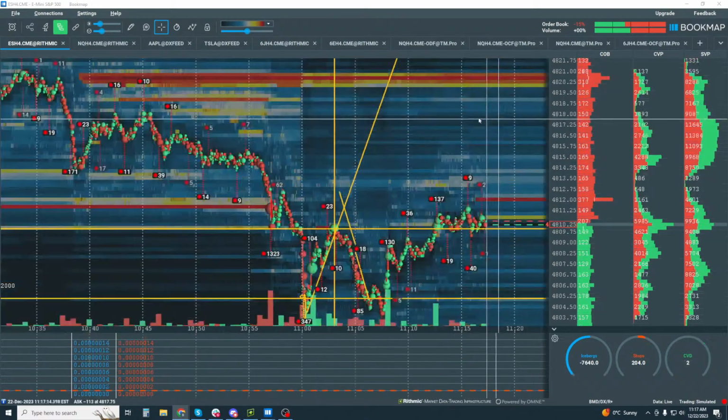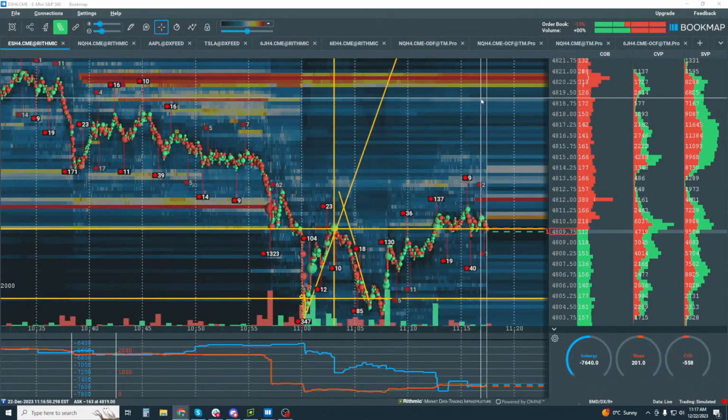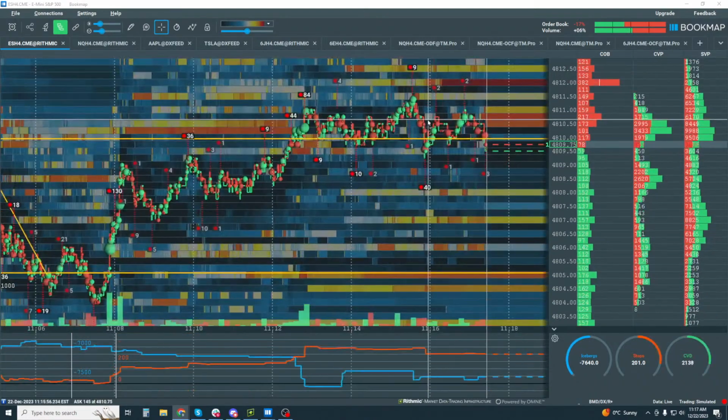Let's see here. I want to go over the market pulse tool. This is a really interesting tool as well.